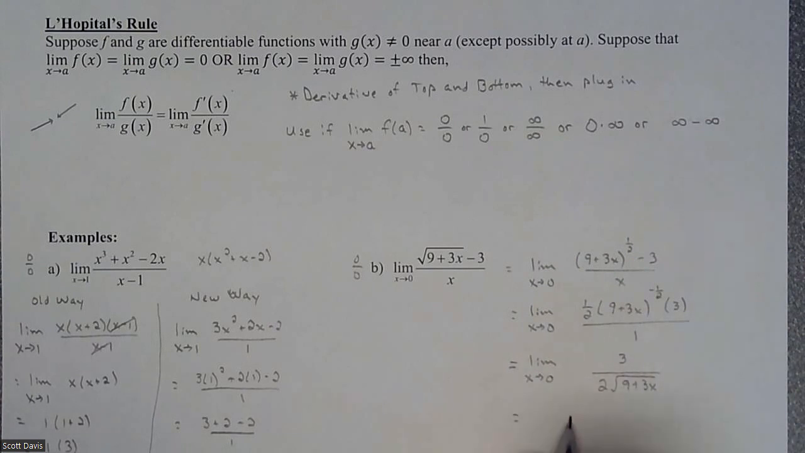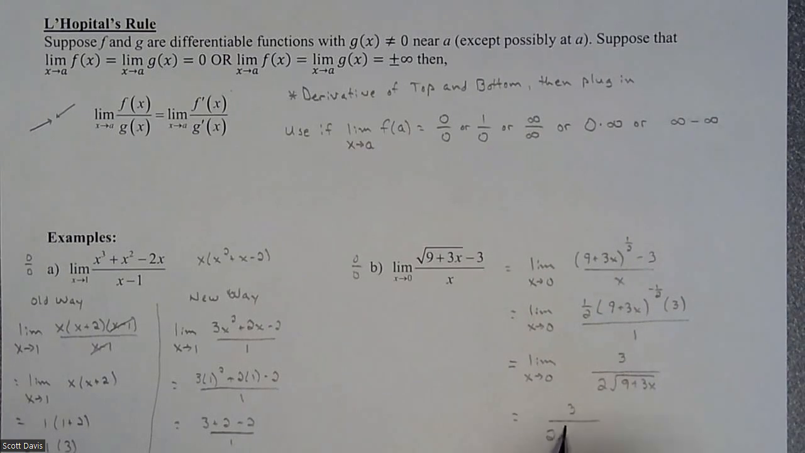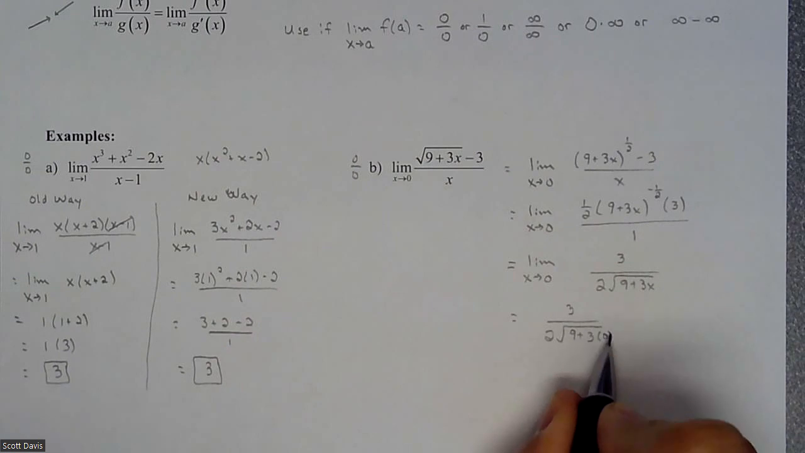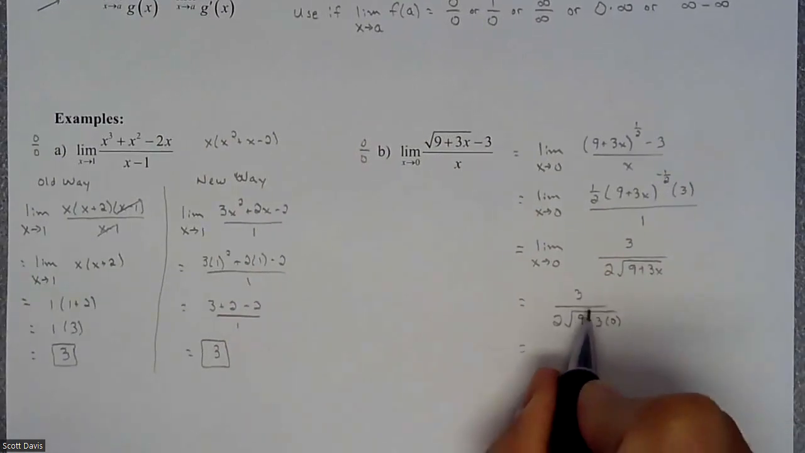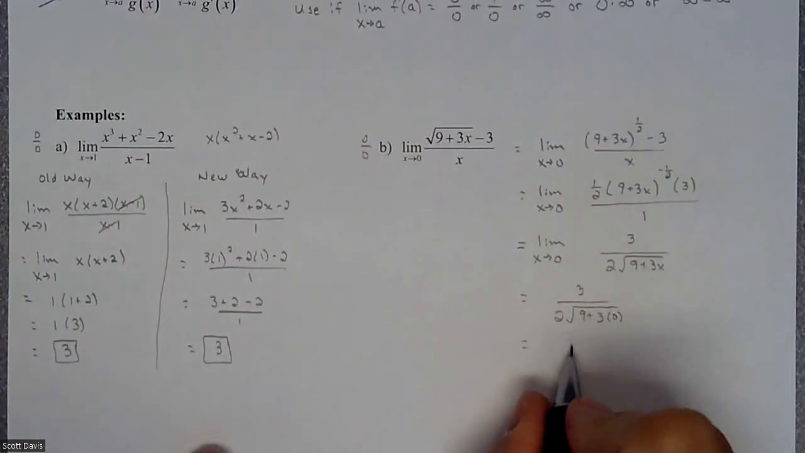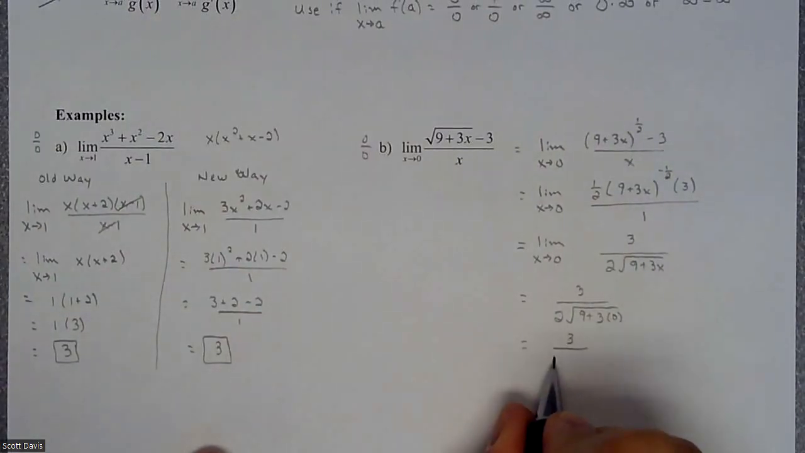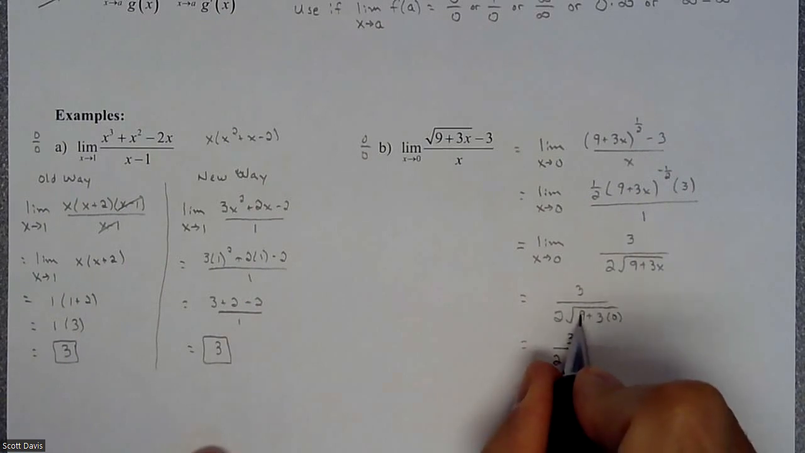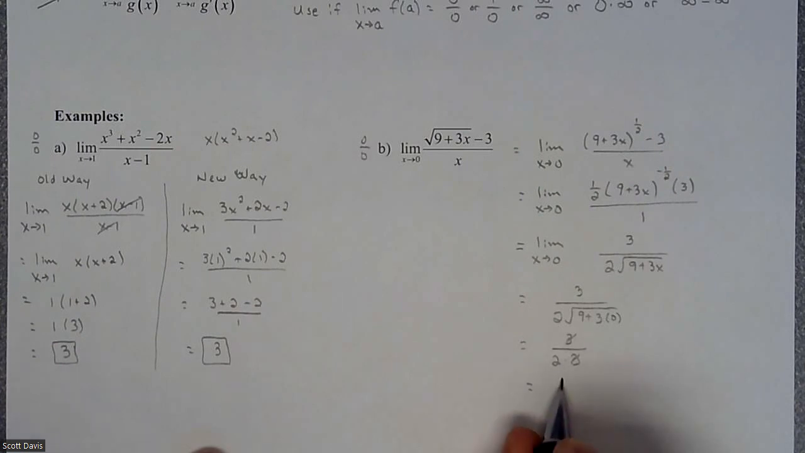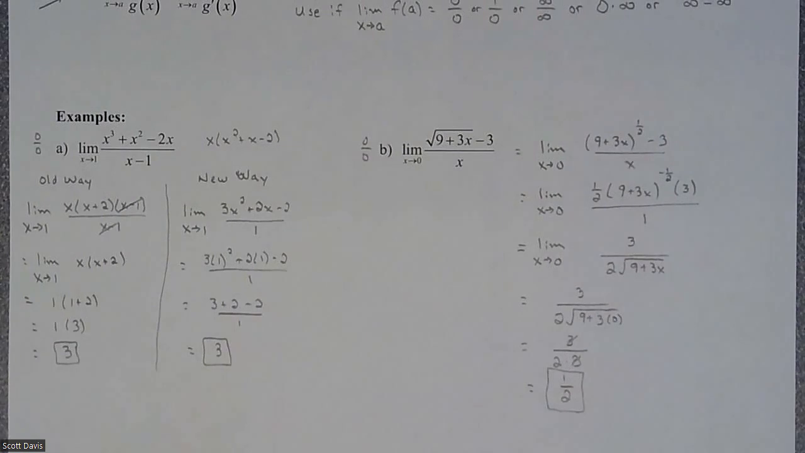Okay, now I'll plug in the 0. So we have a 3 on the top. We have a 2 times the square root of 9 plus 3 times 0. And that is going to work out to be 3 divided by 2 times the square root of 9, which is 3. That 3 can cancel that 3, so we're looking at 1/2. So that is our limit on that problem.